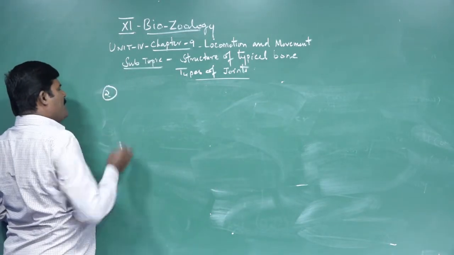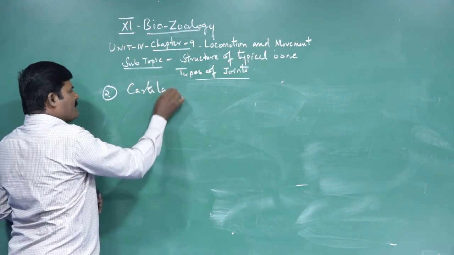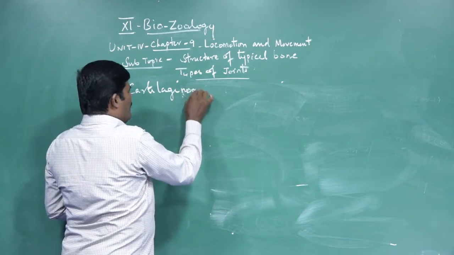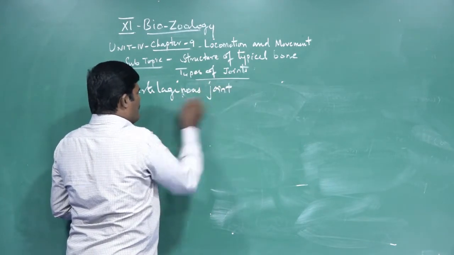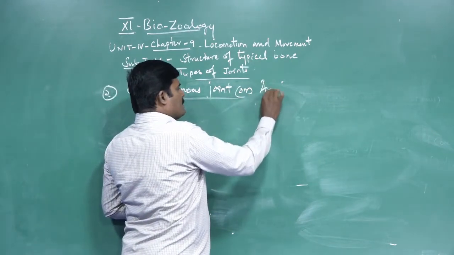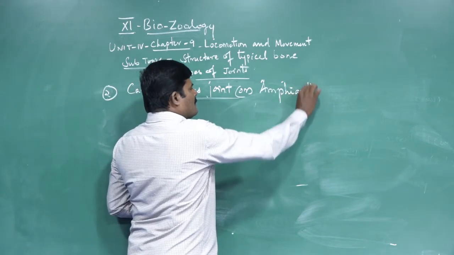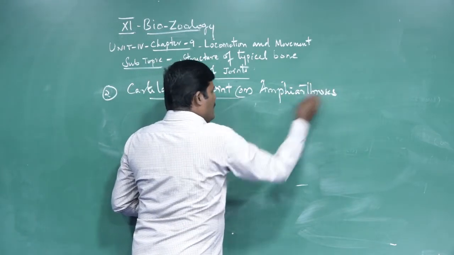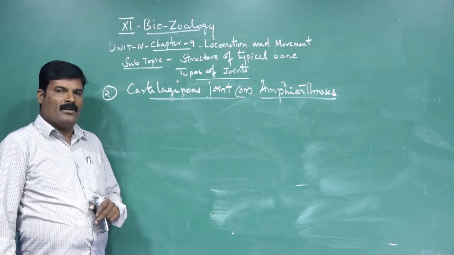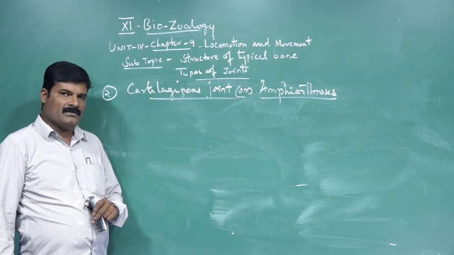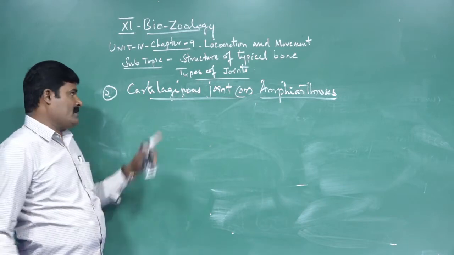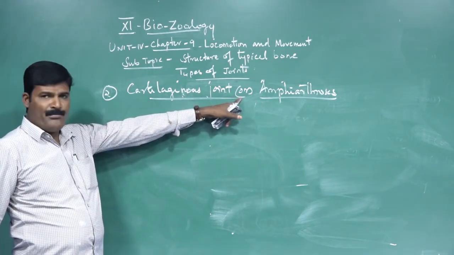The second type of joint is the cartilaginous joint. Cartilaginous joint, otherwise called amphiarthrosis. Don't confuse: fibrous joint is otherwise called what? Synarthrosis. Fibrous joint, synarthrosis. Cartilaginous joint, otherwise called amphiarthrosis.